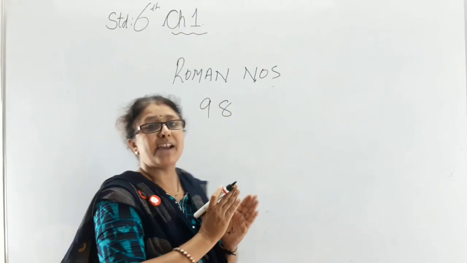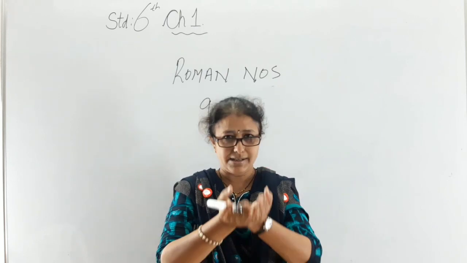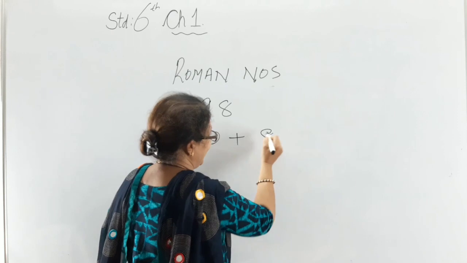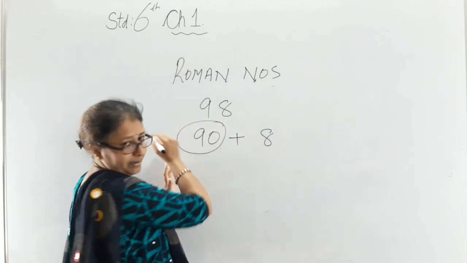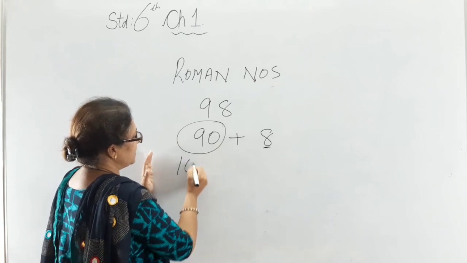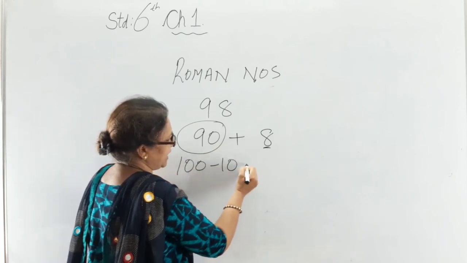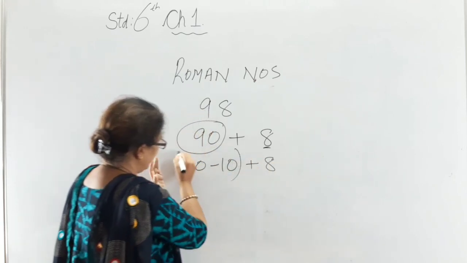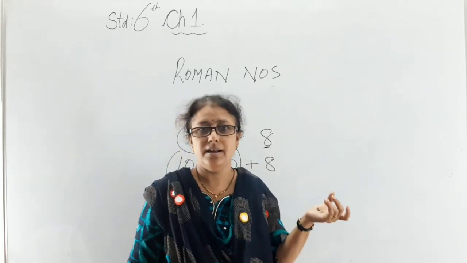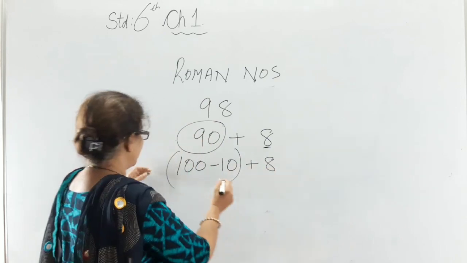One more example, that is 98. First I will bifurcate this number 98. Bifurcation is 90 plus 8. Then I will bifurcate 90. 8 will remain as it is. What is 90? 90 is 100 minus 10 and 8 will remain as it is. Because we have a symbol for 100, we say 100 minus 10.